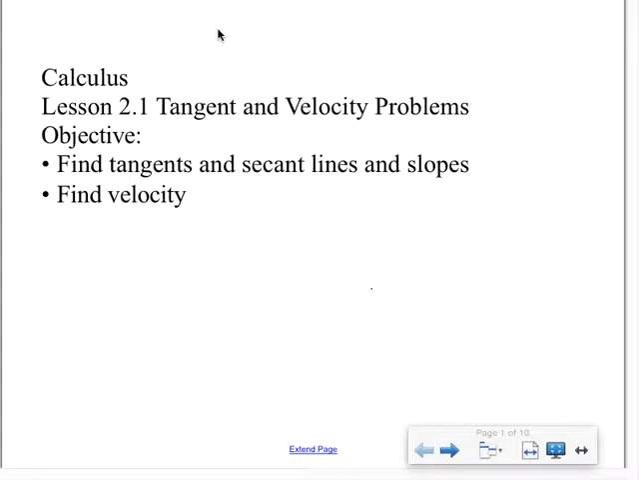So today we're going to talk about velocity and tangent problems. I want you to be able to find tangents, find tangent lines, find secant lines. We're going to talk about how velocity shows up as well.